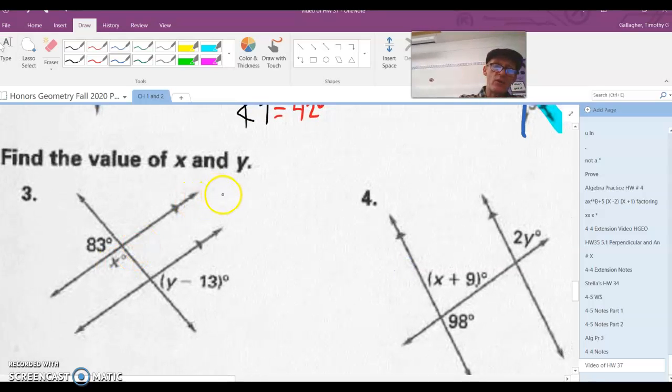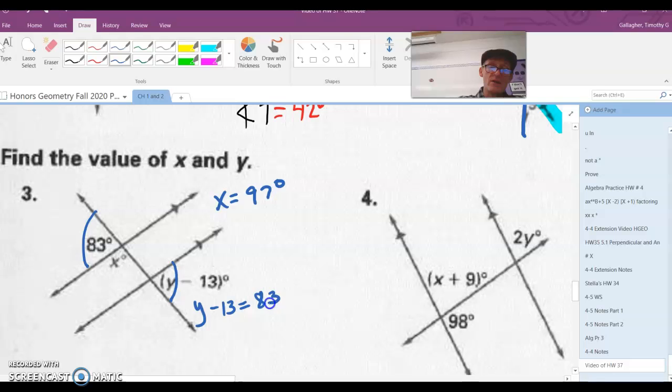All right, number 3, we have to solve for x and y. We can see right away that x equals 97 degrees because it's the supplement of that. Now, 83 and this angle are alternate exterior, so y minus 13 equals 83. So y is equal to 96 degrees.